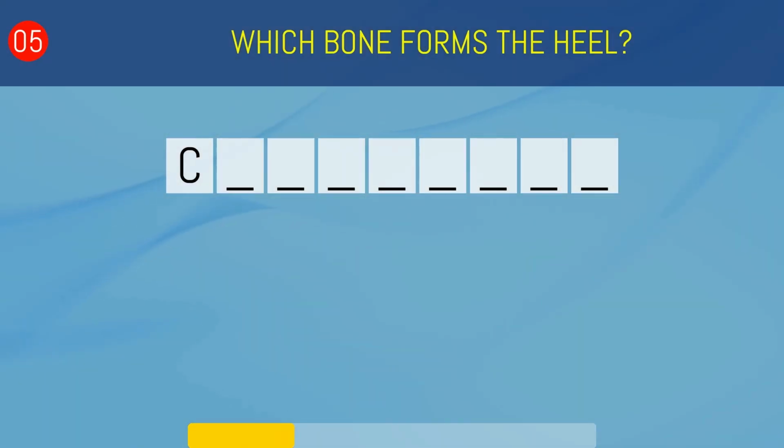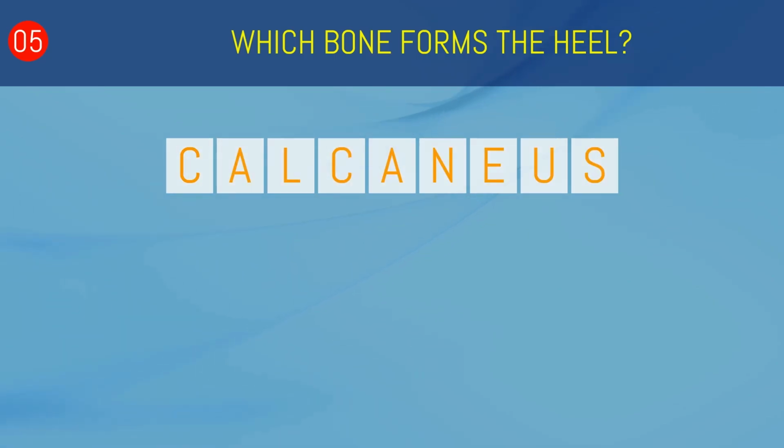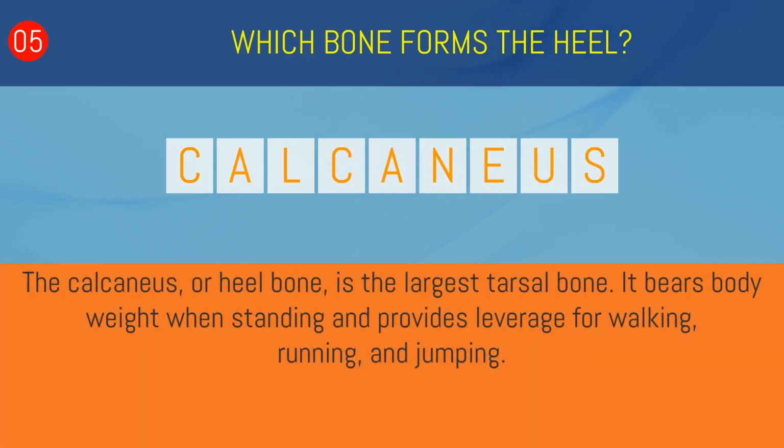Which bone forms the heel? Calcaneus. The calcaneus, or heel bone, is the largest tarsal bone. It bears body weight when standing and provides leverage for walking, running, and jumping.